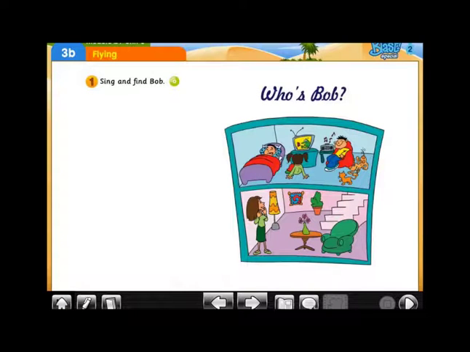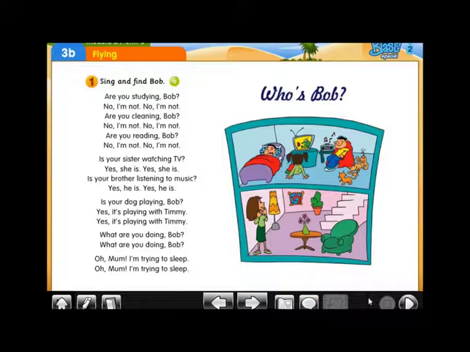Now, we will listen to the song. Please listen and sing. Lesson 3B. 1. Sing and find Bob. Who's Bob?